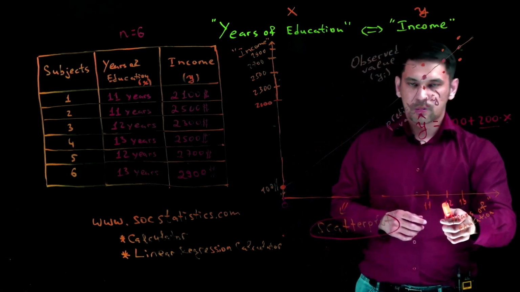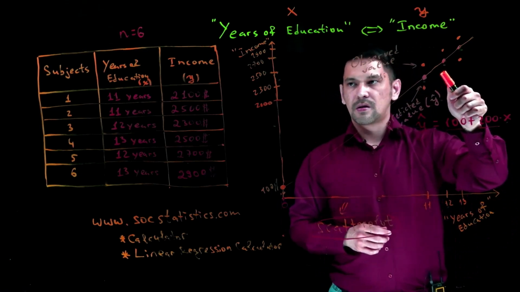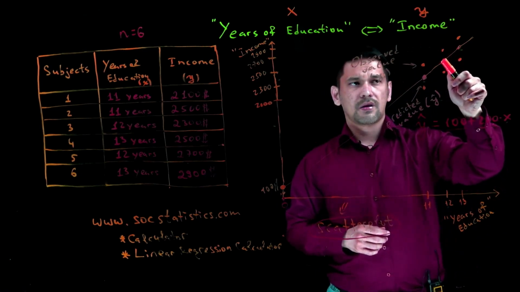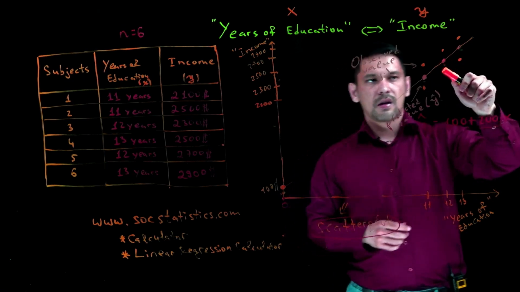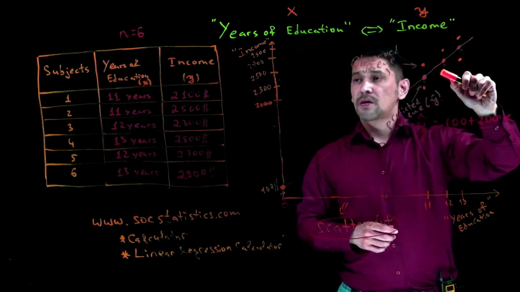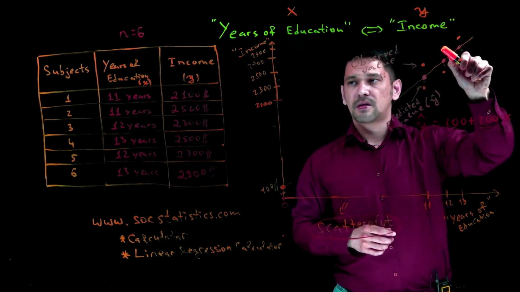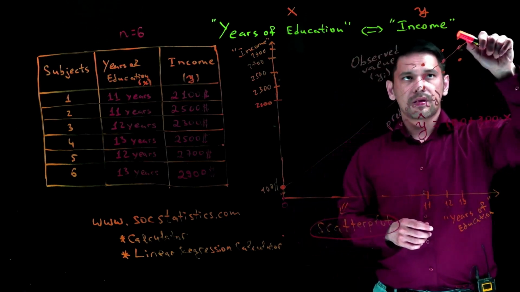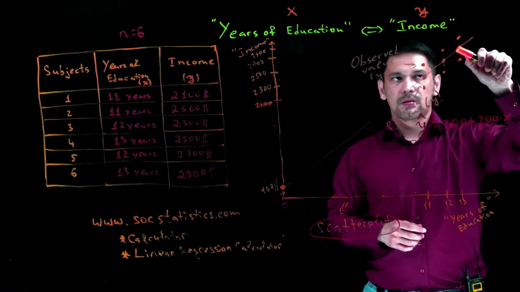When x is equal to 12, the observed values are 2,300 and 2,700, and the predicted value is 2,500. Now, if you calculate the average for these two observed values, you're going to get the predicted value. 2,300 plus 2,700 divided by 2 gives me 2,500. And the average for these two dots gives me this dot, which is the predicted value.